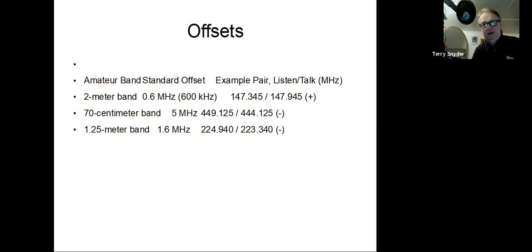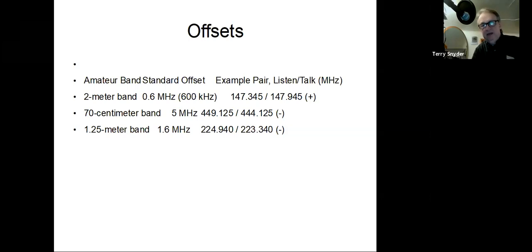And here's your example: 147.375 and 147.975 with a plus, which means that's a positive offset. In the 70 centimeter band, it's a 5 megahertz offset, and you can see the examples they give there.